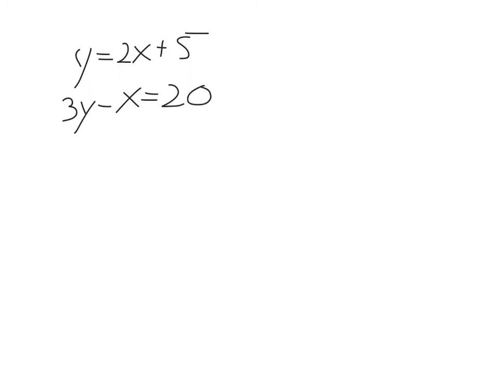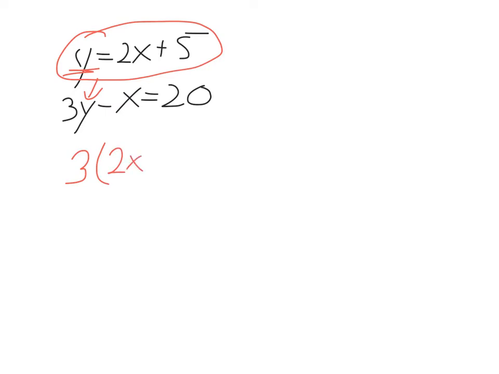So in one of my equations, I have a variable solved for. And in this case, we're talking about what y is equal to. I know y is equal to 2x plus 5. So I'm going to take that and substitute that in for y. So what I end up getting is 3 times, what is y? Well, y is 2x plus 5, minus x will equal 20.